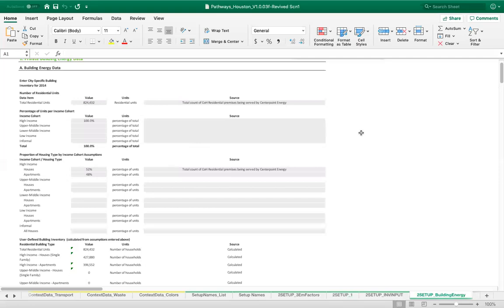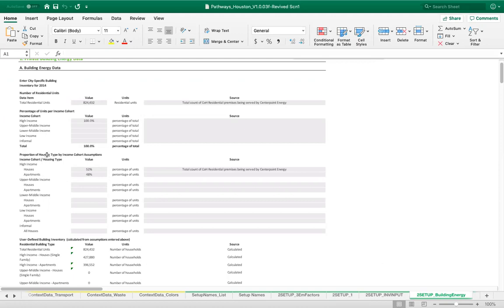So in this case, we're looking at the building stock. We have space for total number of residential units. Income cohort for the developed world, it's always 100% high income because the model is intended for global use. And so anything over an average household income of $13,000 constitutes high.